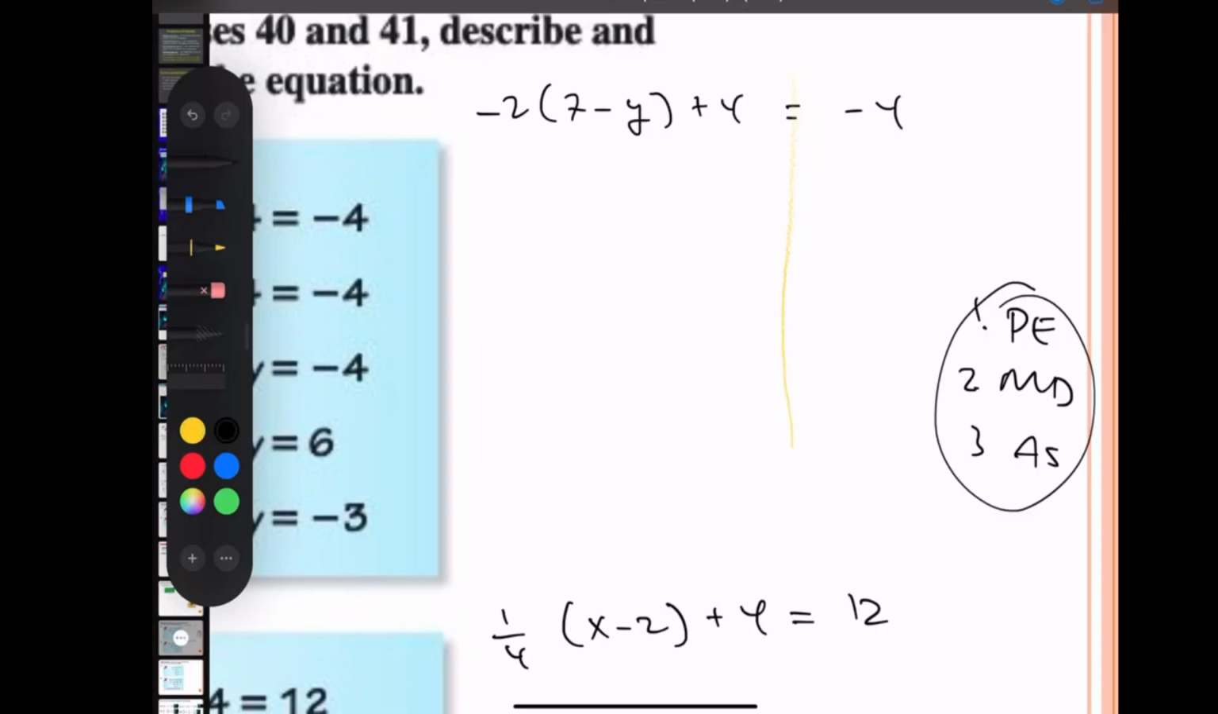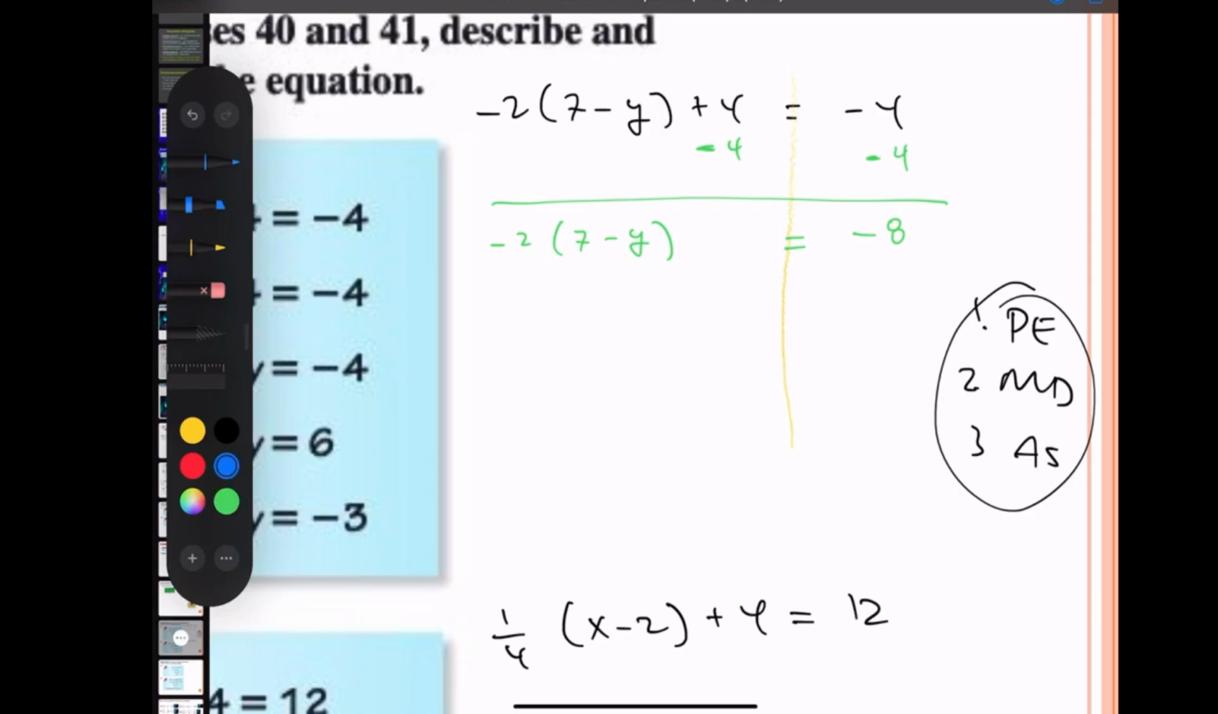Class, what should I do first? Okay, it's not wrong. You can either distribute or you can what? Minus 4. Now, you could have distributed, not bad, not wrong. Okay, not illegal. -4 minus 4 is? -8. Okay.